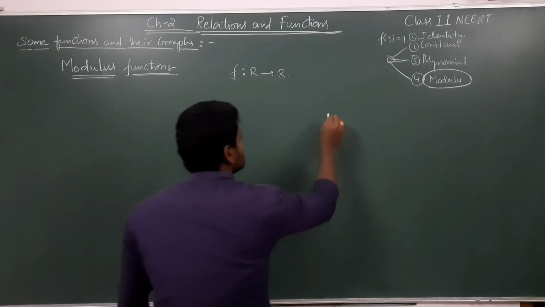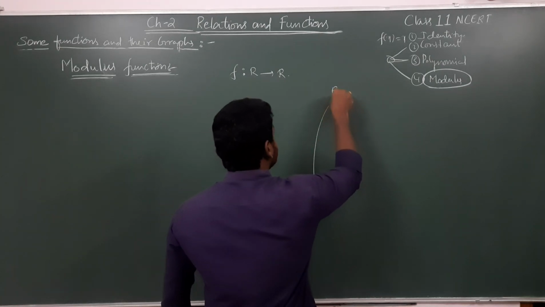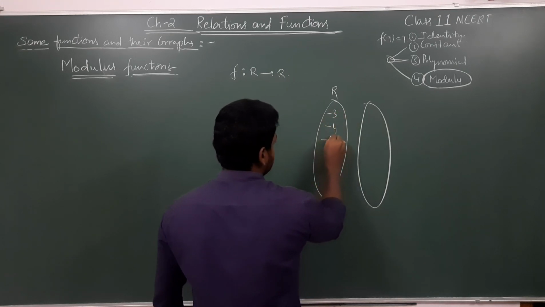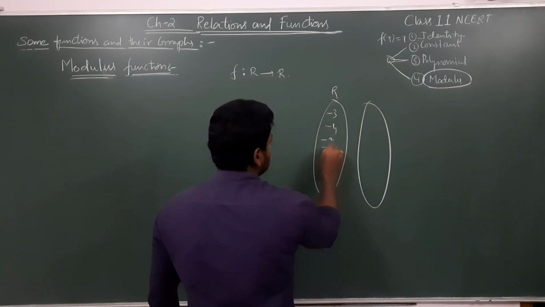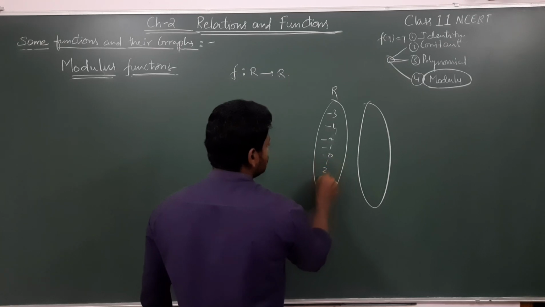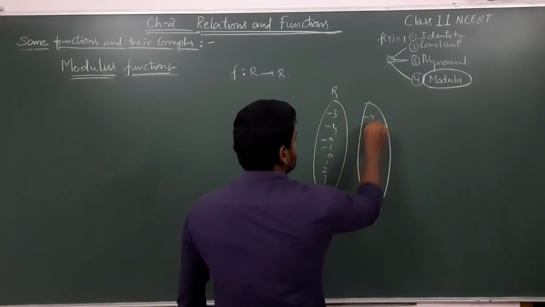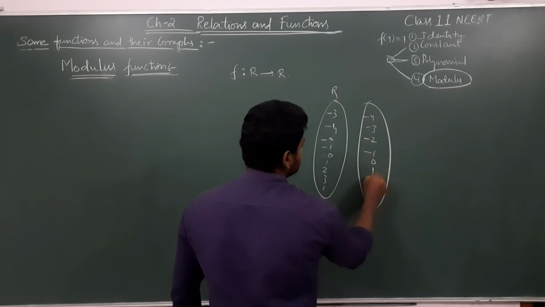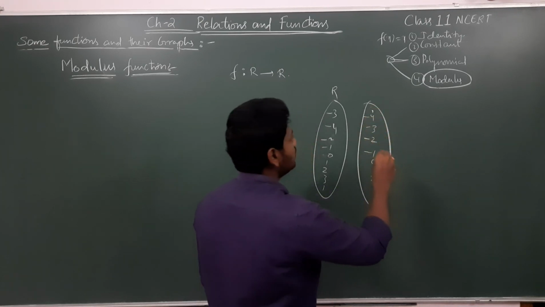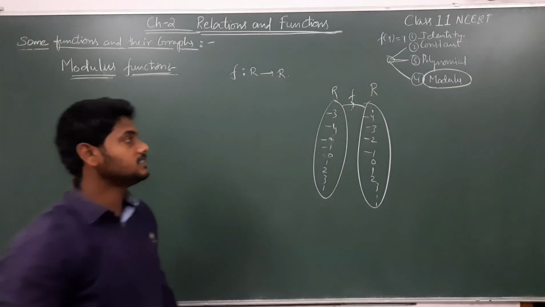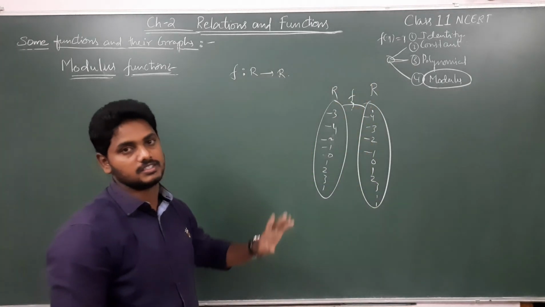From these real functions, both are real numbers. So minus 4, minus 3, minus 2, minus 1, 0, 1, 2, 3, and so on, infinite numbers will be there on both sides, which are real numbers. Here a function exists. What is that function? Modulus function.